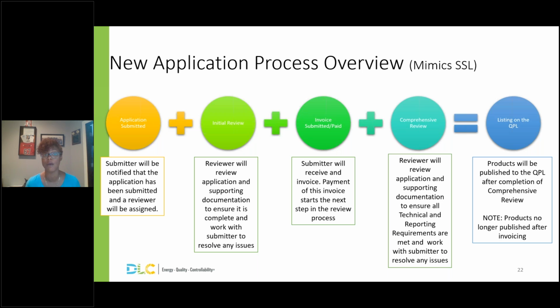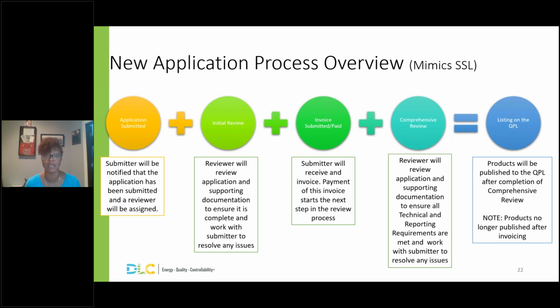That process has now been changed and now mimics the SSL process. What happens now is after your application is submitted, you'll receive a notification that your application is submitted and a reviewer has been assigned. Your application will then go through an initial review, where a reviewer will ensure that the application and all the documentation that you submitted is complete in order to complete a full review of your product to ensure that it meets the technical requirements. During this time, a reviewer will reach out to you if there are any issues that need to be resolved.